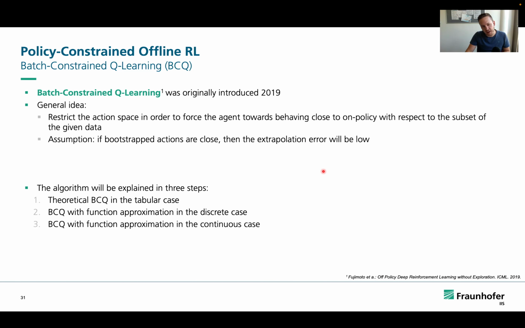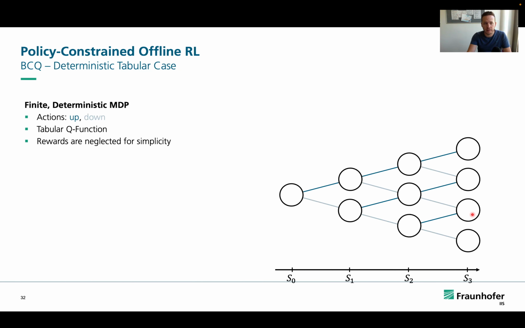And we will explain it using 3 steps. First, we came up with a tabular case setting, like a theoretical BCQ. This was not part of the paper, but I think it's really nice for understanding how it works. Then we will talk about BCQ with function approximation in the discrete case, and BCQ with function approximation in the continuous case. Okay, so let's start with the theoretical BCQ in the tabular case.